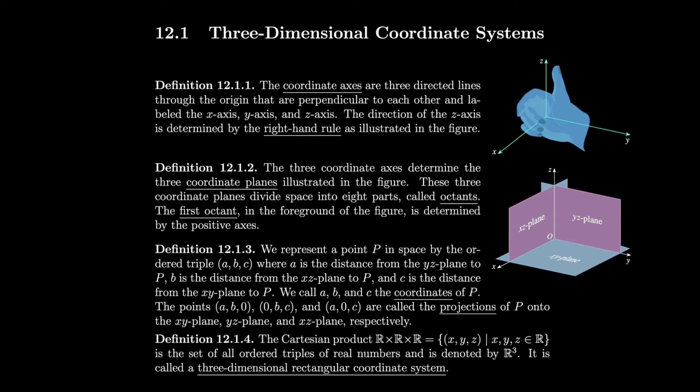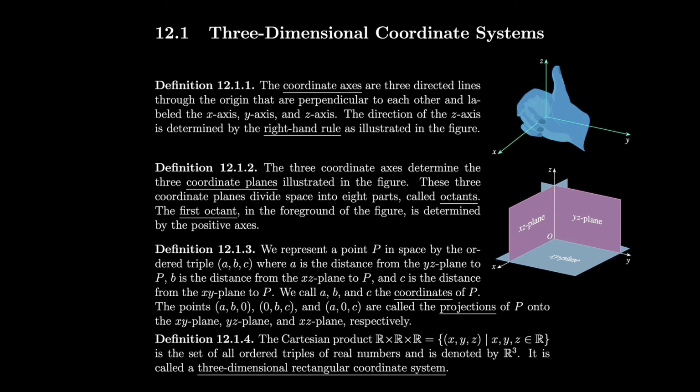Then the points (a, b, 0), (0, b, c), and (a, 0, c) are called the projections of P onto the xy plane, yz plane, and xz plane. So for example, if I'm thinking about the point (3, 6, 10), then I would go 3, 6 in the xy plane and I'd float up 10 somewhere. And then if I just wanted the projection, I would drop that 10 all the way down over here to the xy plane. It would just be (3, 6, 0). So that's what we call a projection. It's kind of like the shadow of the point.